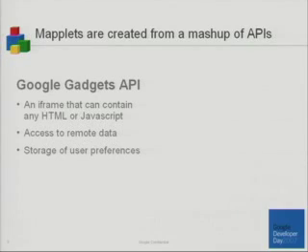So what exactly is a maplet? We start with essentially the Google Gadgets API. And basically all that is just an iframe. You can put anything you want inside of it, HTML, JavaScript, Flash. It's just anything that you can put into a regular web page. And then we give you a JavaScript API with some services such as access to remote data and storage of user preferences. And then we combine that with the Google Maps API, which allows you to put your content on our maps as well as listen to events such as user clicks.